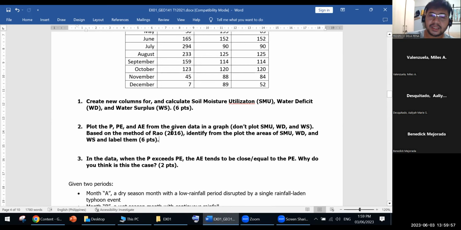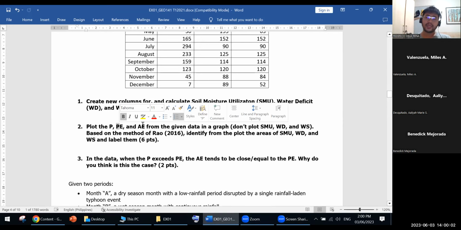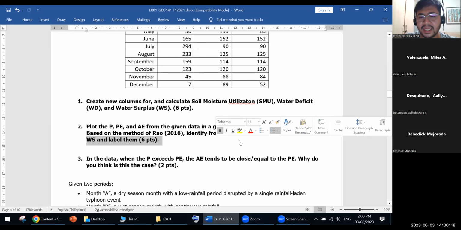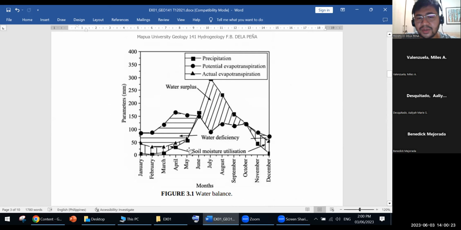Part 2 is you have to plot the precipitation, the potential evapotranspiration, and the actual evapotranspiration from the given data in the graph. So you don't need to plot the SMU, WD, and WS. And then after that, just identify or label the plot of the areas. So just identify which one is the soil moisture utilization, which one is the water deficit, and which one is the water surplus.